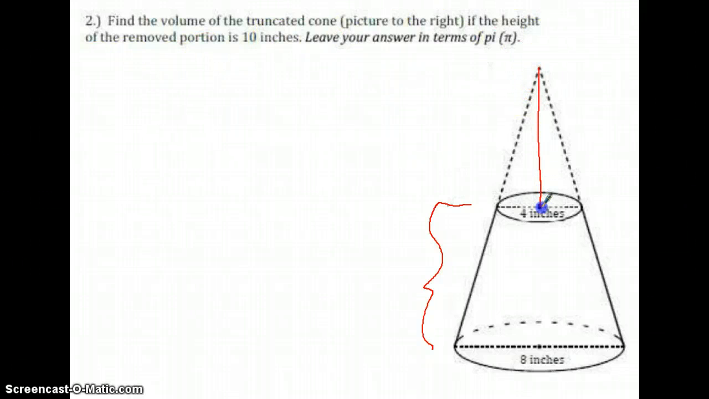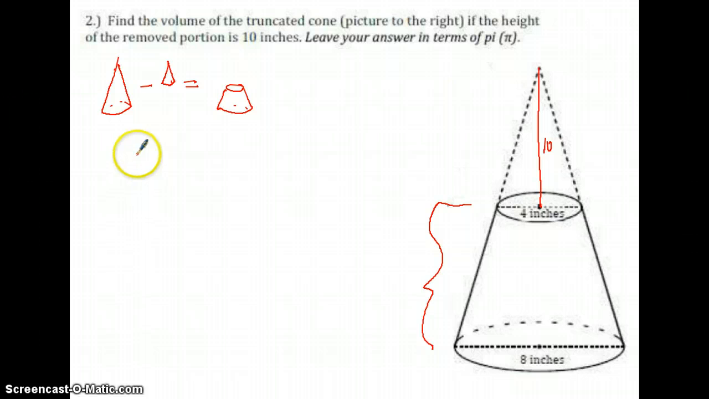The height of the removed portion is 10. Leave your answer in terms of pi. Okay. Well, I'm trying to find the volume. I think the plan here is going to be, I'm going to say big cone volume minus top cone volume is going to give me truncated cone volume, which is what I need.